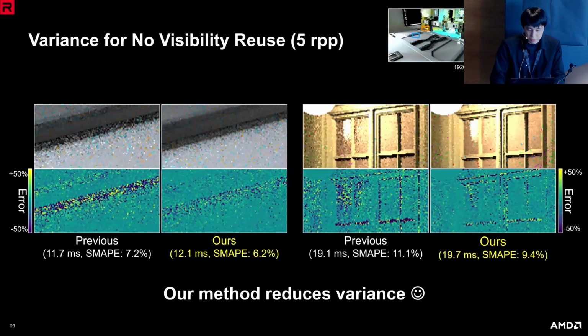This figure shows the case in Listia without visibility reuse. For this case, we use 5 rays per pixel for exact visibility test in our implementation. Although our rejection method introduces a small bias, it significantly reduces variance around the shadow edges and material boundaries.